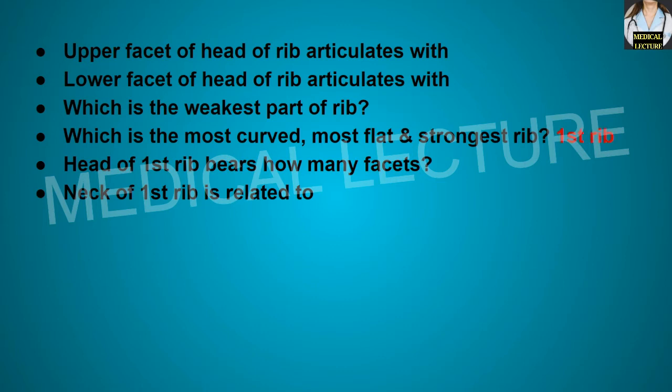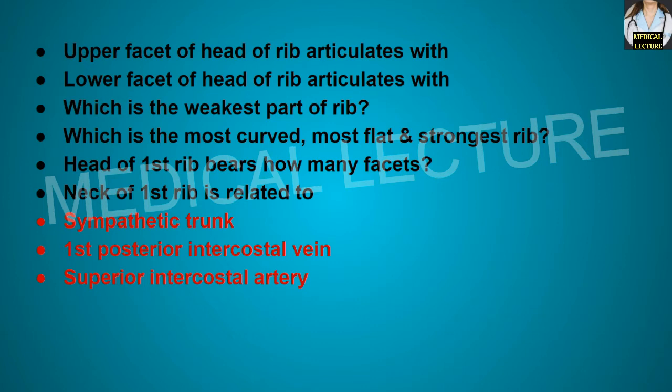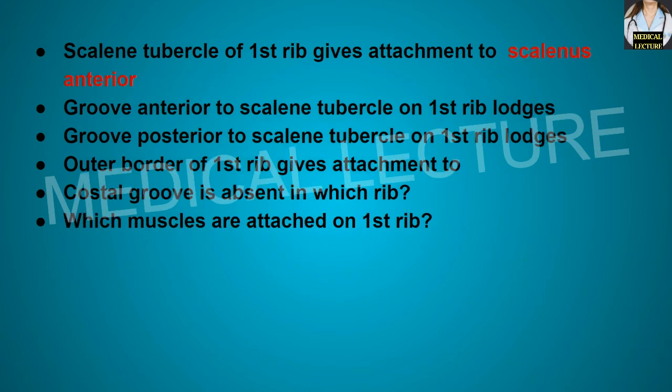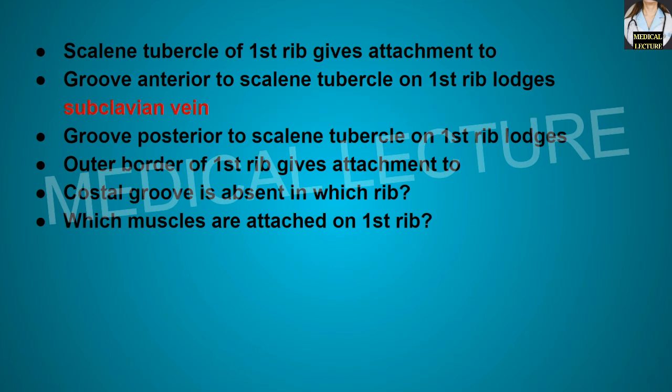Head of the first rib bears how many facets? It bears single facet. Neck of first rib is related to sympathetic trunk, first posterior intercostal vein and the superior intercostal artery. Scalene tubercle of the first rib gives attachment to scalenus anterior muscle. Groove anterior to the scalene tubercle on the first rib lodges which structure? It lodges the subclavian vein.